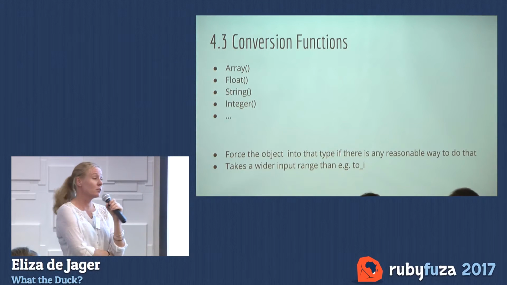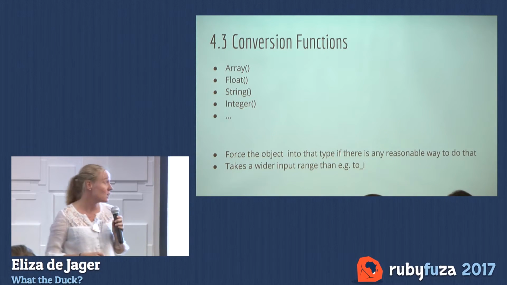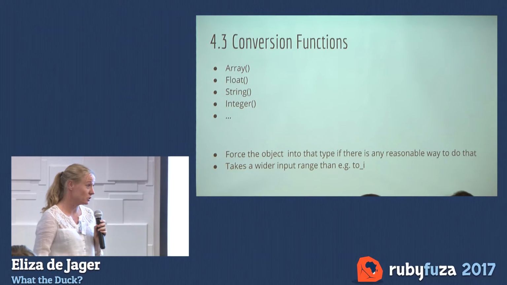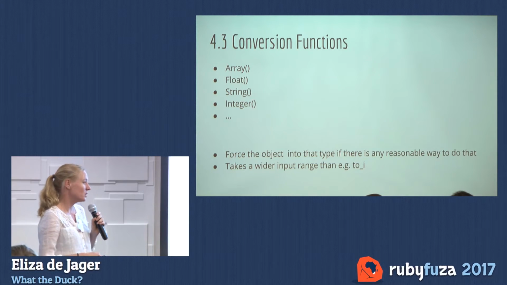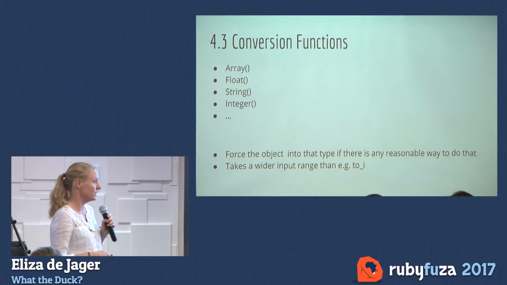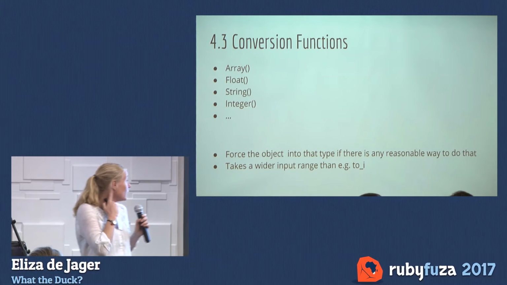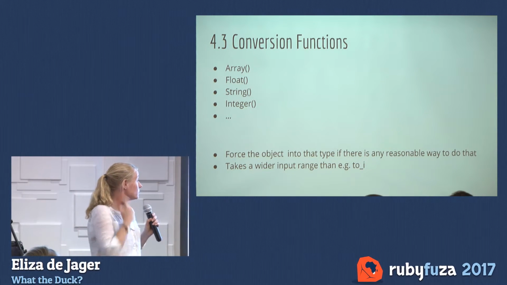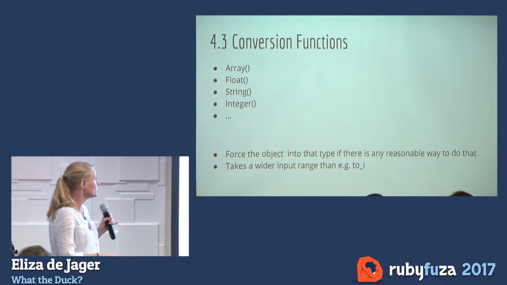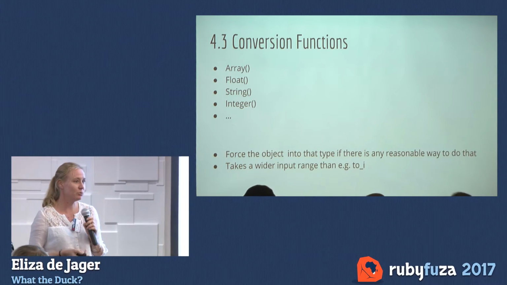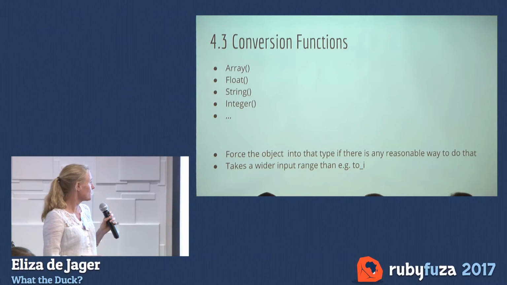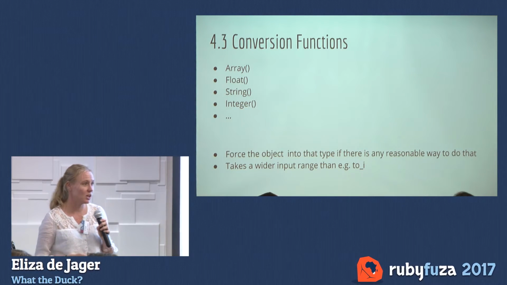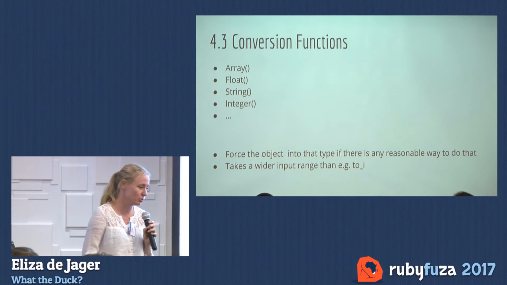Now, another way that you can do type conversion in Ruby is to use the Ruby conversion functions. And like I said, they have the same name as the class that you're converting to. Somewhat against the Ruby convention, their names actually start with capital letters, so that's interesting. The idea is to use these conversion functions to force an object into that type if there's any reasonable way to do so. Basically, the idea is for them to take a much wider input range than the conversion protocols, and they'll try and do anything they can to give you what you want.